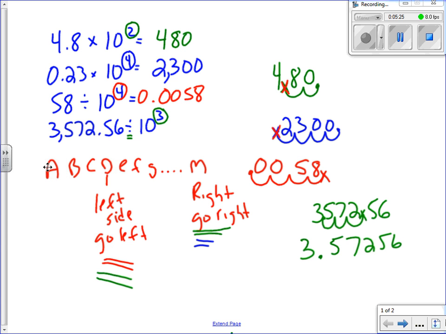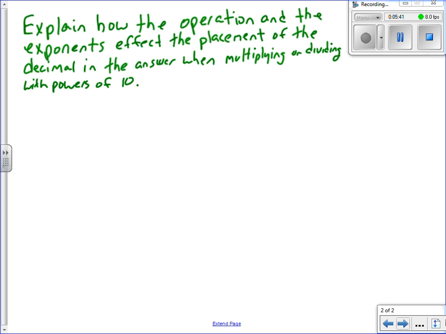That's just pure calculations. We're moving the decimal to the left or to the right, depending on whether it's multiplication or division, and the exponent tells us how many place values we move that. Once again, that's why our base 10 system is kind of easy. Let's go to question number 2. It says, explain how the operation and the exponents affect the placement of the decimal in the answer when multiplying or dividing with powers of 10. Well, that's really everything we just talked about in the first problem there.